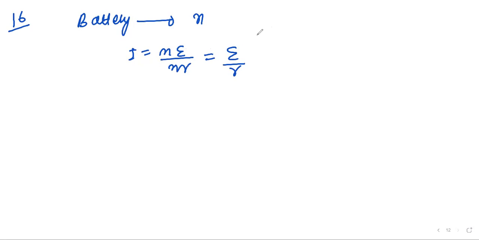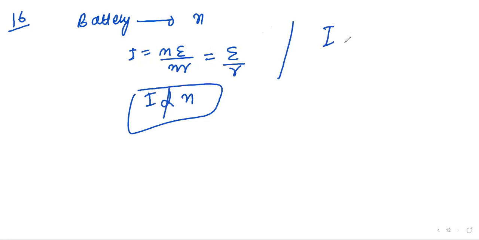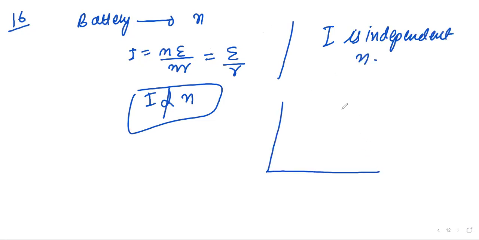The current doesn't depend on N, so you can write here that I is independent of N. It comes out to be a constant, so your graph will be like this. This is asked in 2018. Now let's see the next sum. That's all for current electricity.